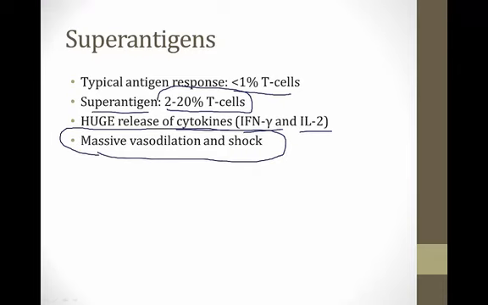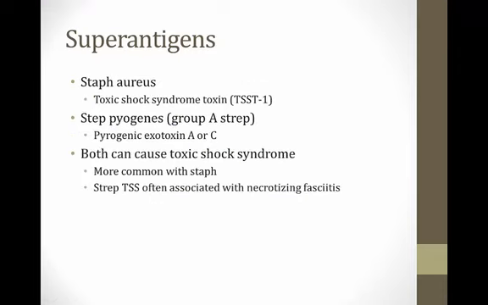So bacteria that possess superantigens can make patients very sick. There are two bacteria that synthesize toxins that can act as superantigens. The first one is Staph aureus. Staph aureus makes toxic shock syndrome toxin, or TSST-1, which is a superantigen. Strep pyogenes, which is also called group A strep, also synthesizes a superantigen. It's called pyrogenic exotoxin, either A or C. Both of these bacteria can cause the toxic shock syndrome, which is the body's reaction to a superantigen. It's much more common with staph.